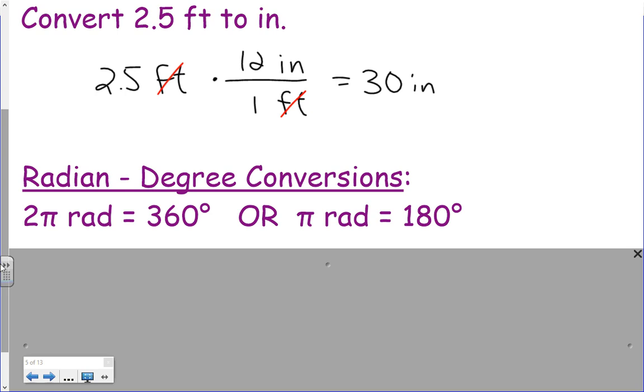As soon as I know that, I can now convert between radians and degrees. Just like as soon as I know that there are 12 inches in 1 foot, I can now convert between feet and inches. Either way.